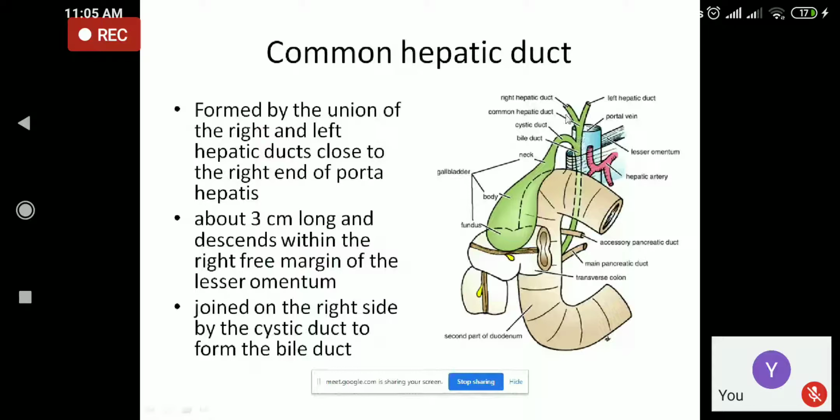So we are talking about the common hepatic duct. This is formed by the union of the right and left hepatic ducts at the end of the porta hepatis. It is 3 centimeters long, and it descends within the right free margin of the lesser omentum. On the right side, it is joined by the cystic duct to form the bile duct, which will open in the second part of the duodenum.